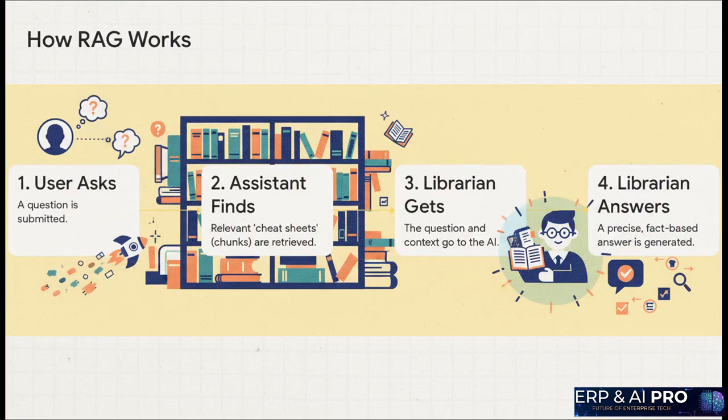When you ask a question, the assistant doesn't even bother the librarian at first. Instead, it zips into our brand new library, uses that magic index to find the most relevant chunks of information. Think of them like little cheat sheets, and then it hands those cheat sheets to the librarian along with your original question. Now, the librarian has the perfect context to give you a perfect, fact-based answer.